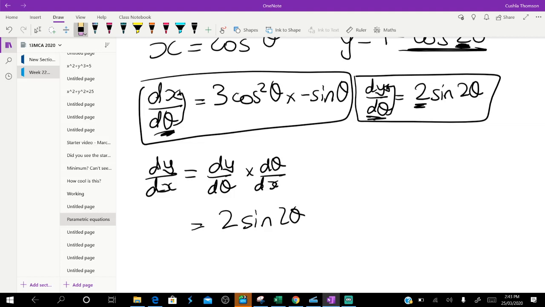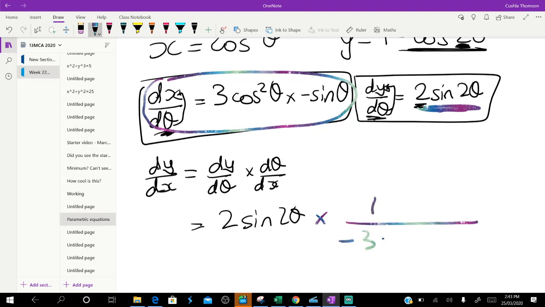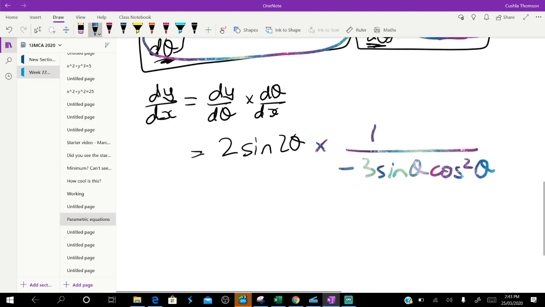Okay. So what we've got to do now is use the chain rule. We've got 2 sine 2 theta times the reciprocal of this one. All right, so it's going to be times 1 over negative 3 sine theta cos squared theta. And you don't have to write it out as 1 over for long. You'll pretty quickly get the hang of this.